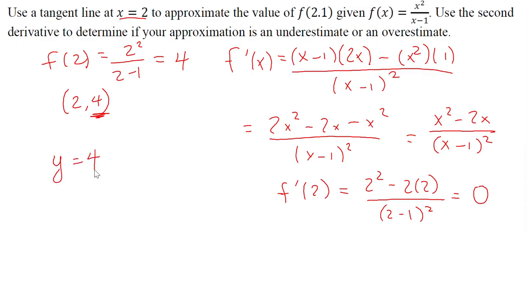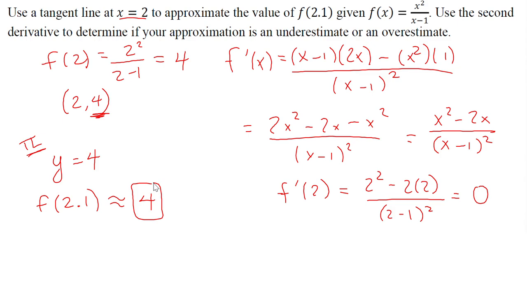So the tangent line is just y equals 4, which tells us that our approximation for f of 2.1 is that it's approximately equal to 4, because that's the only value that our function takes on for any x values. So our approximation is 4, and then we're going to need to use the second derivative to determine how the function is behaving there, if it's concave up or concave down.